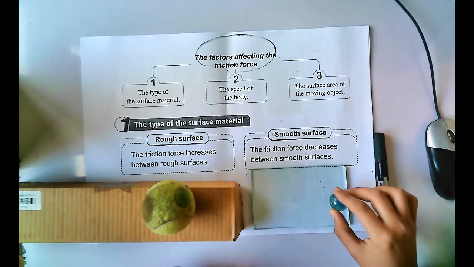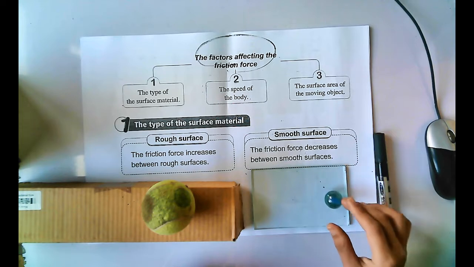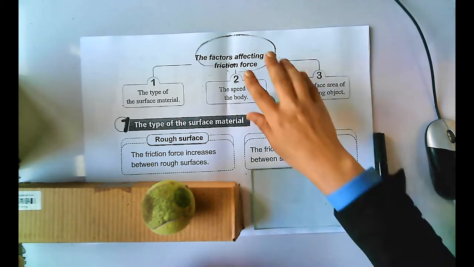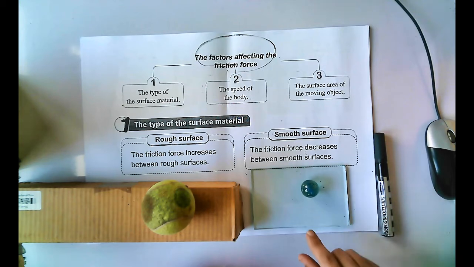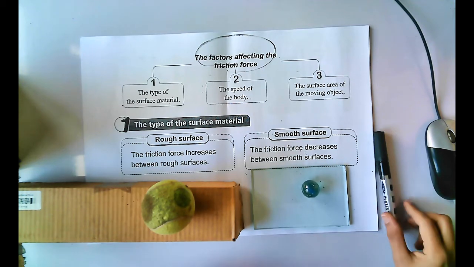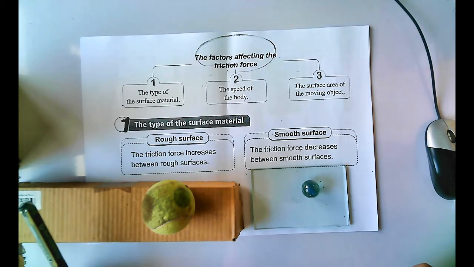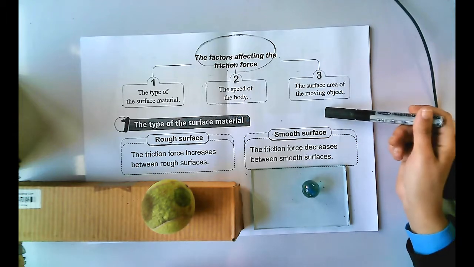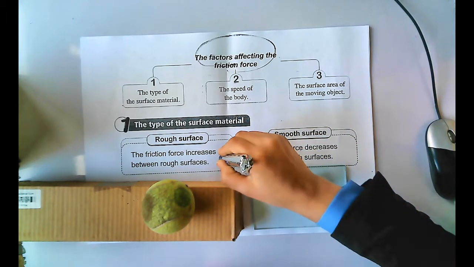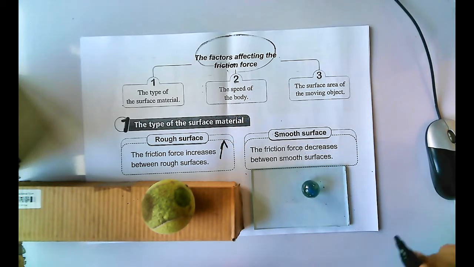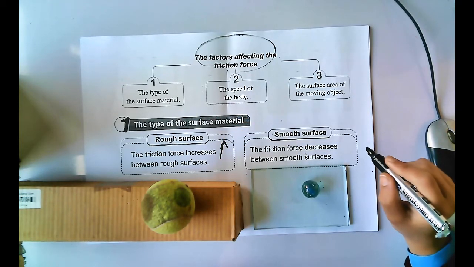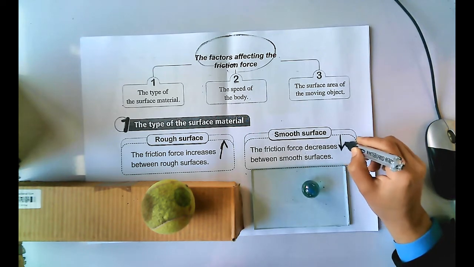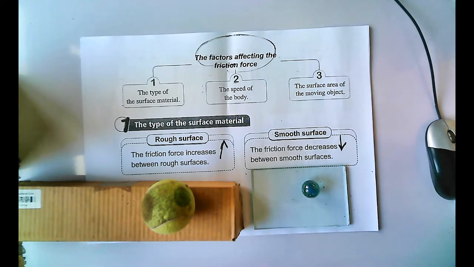But for the smooth surface, the ball will move for a long distance. Why is it moving for a long distance? Because it's a smooth surface. But for the rough surface, the friction force increases. Again, you have two surface materials. Number one, rough surface. Number two, smooth surface. The rough surface, the friction force increases. But in the smooth surface, the friction force decreases. Okay, my dear student? Okay.